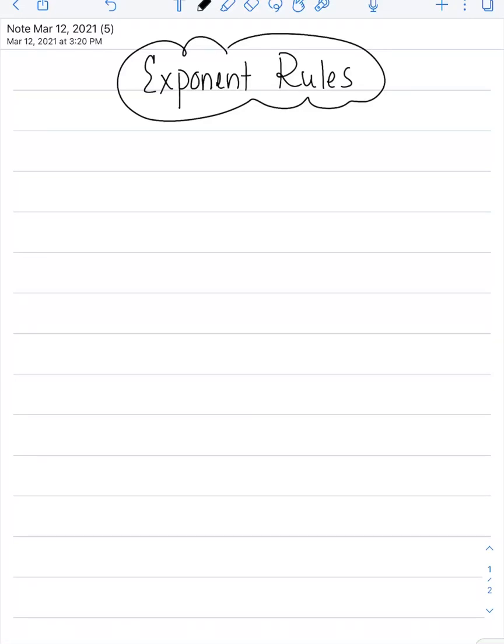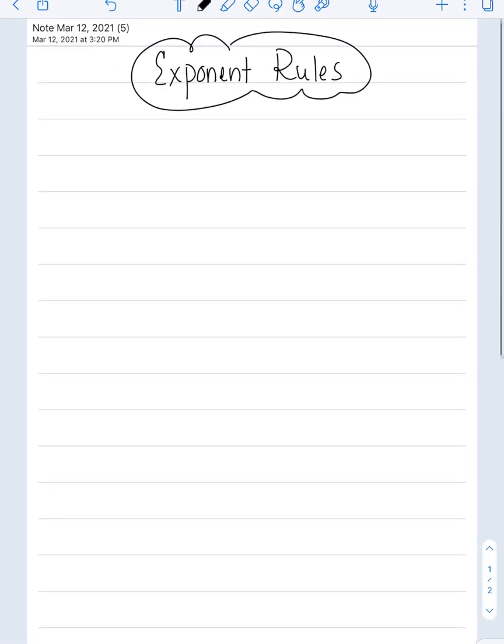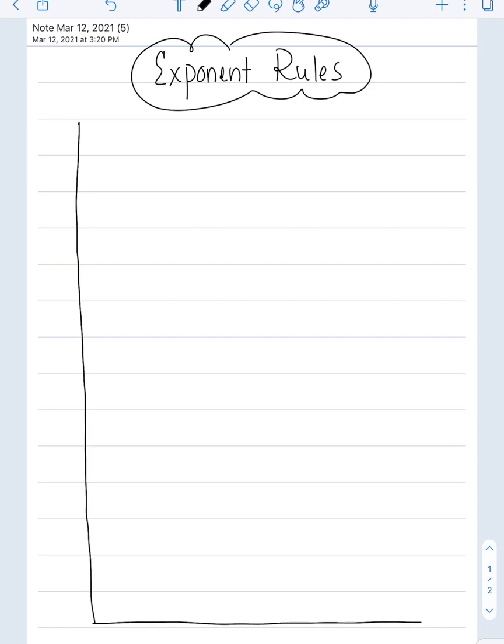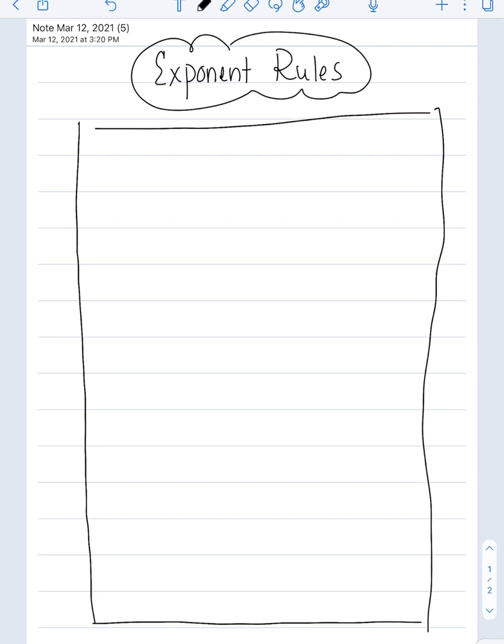So today we're going to start looking at our exponent rules. Sometimes you'll hear them called properties of exponents or exponent laws, but I'll just say they're the rules of how exponents work. So the first thing I'd like for you to do is draw a table, and this can take up your whole page. That's fine.